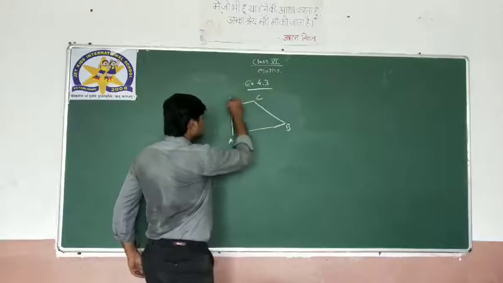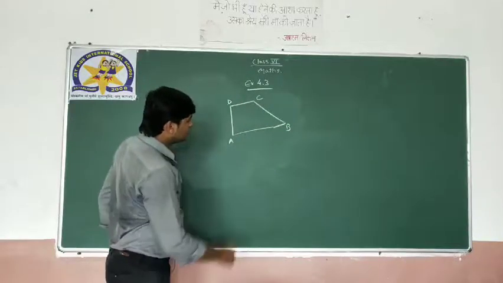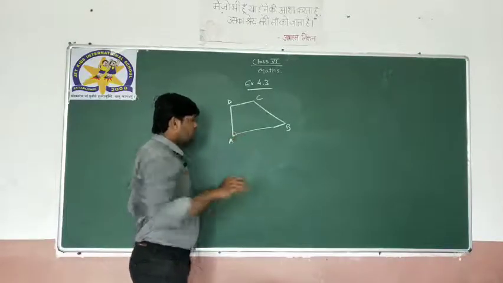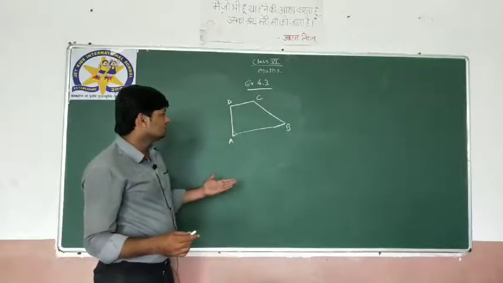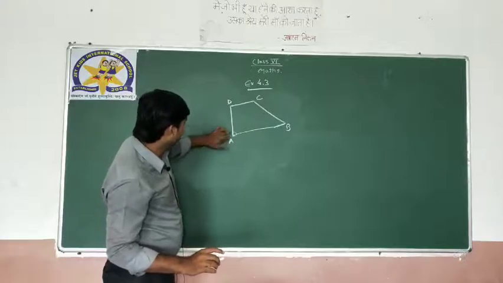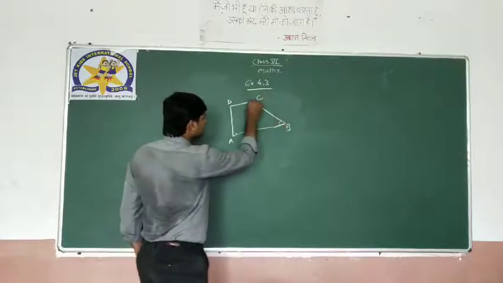B, C and D. Clear? So what you have to do? You have to name all the angles. So how many angles do we have? Here, as many vertices as you can see will be equal to the number of angles. Okay, vertices 1, 2, 3, 4. 4 angles will be there. First A, then B, then C, then D.